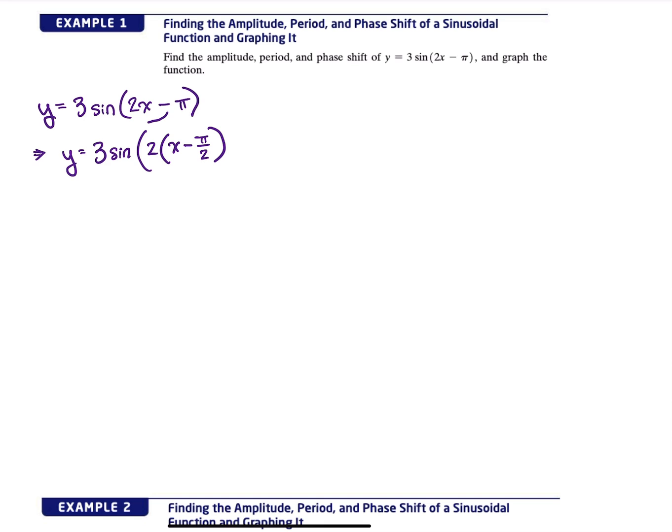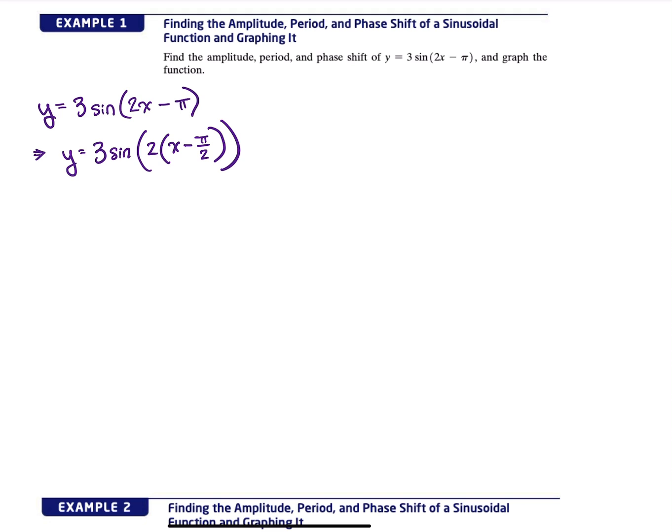We're dividing by 2 when we factor something out, or dividing by whatever that factor is. And you can always test yourself, try multiplying this back in. 2 times x is 2x, 2 times negative pi over 2 is negative pi. It would cancel with that 2. So you can always factor something out and just change what's inside, turn it into a fraction. So a little trick there. So from here we can read all of our properties.